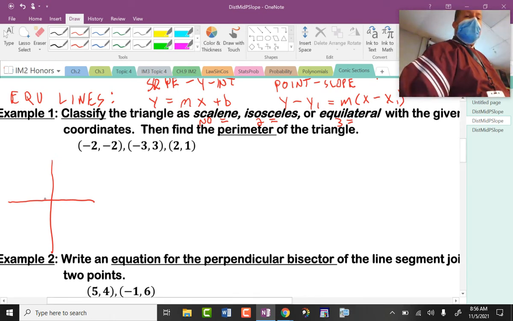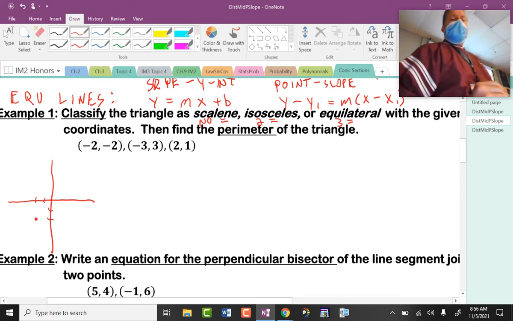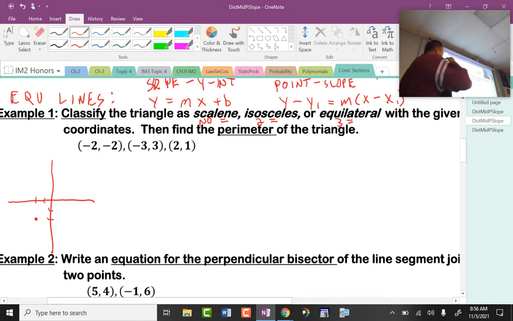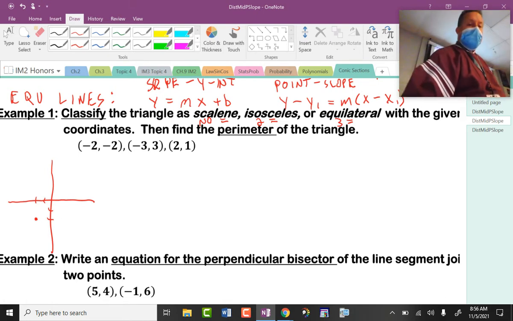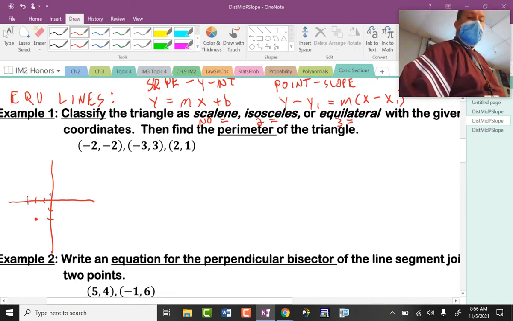All right, so -2, -2. So the ability to move around in a coordinate plane. And we've had some coordinate plane questions already when we were graphing quadratics. And then -3, 3. So here's -3, and then here's 3. It'd be nice to have a grid on this, but it's okay. We can survive. And then 2, 1. And then this is our triangle.